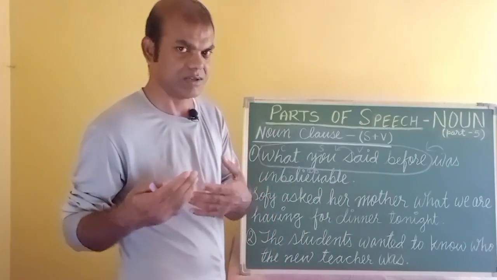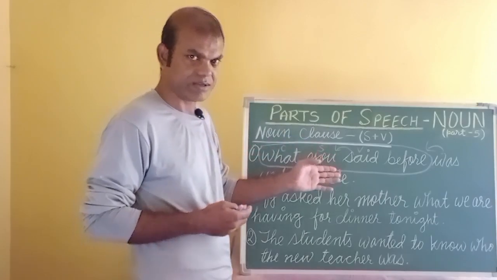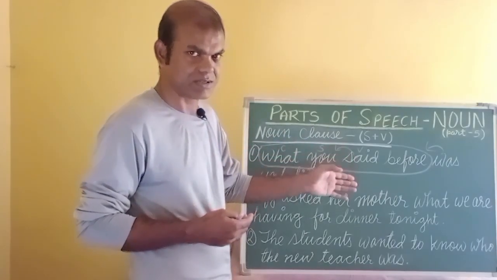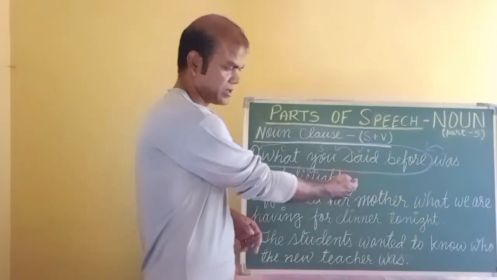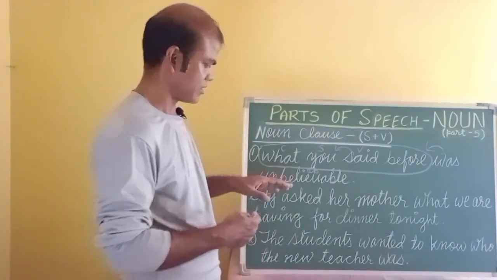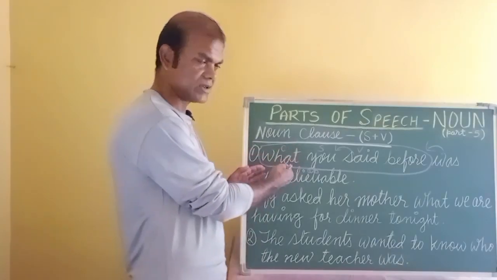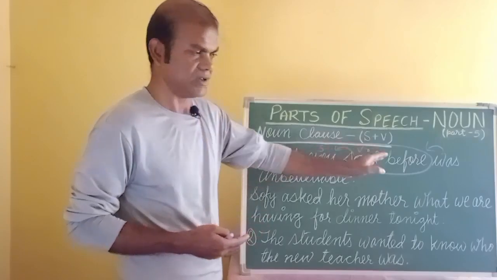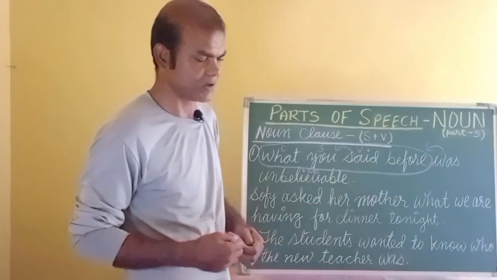And the second easiest way to understand: if we have a question word in a sentence and that sentence is a question sentence, we are going to have a question mark at the end, but there is no question mark. That means this word is not functioning as a question word, but it is a conjunction in this noun clause, what you said before. Okay, keep that in mind.